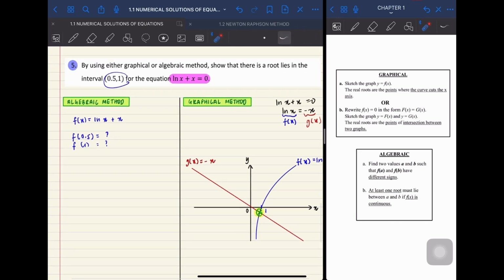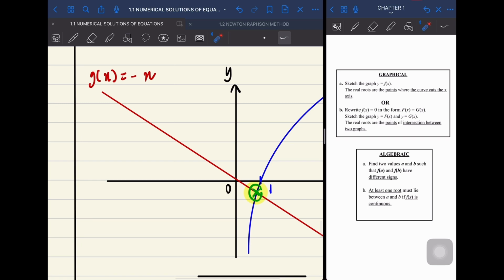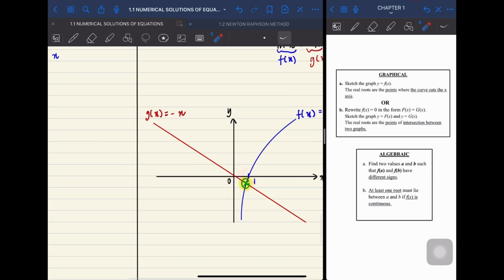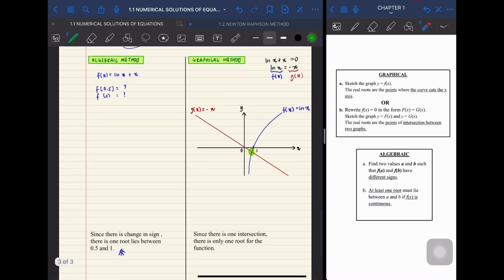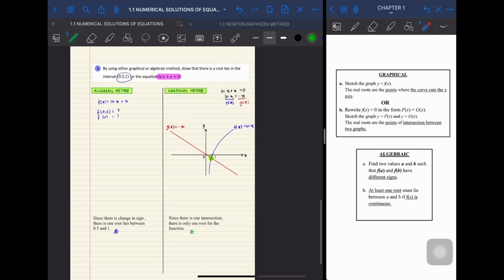As you can see, we need to check if there is an intersection between 0.5 and 1. So its x-axis 0.5 is somewhere over here, and this is 1. So yes, there is an intersection in the interval. So you can just conclude like this. Alright, so we're done for the 1.1 tutorial question.